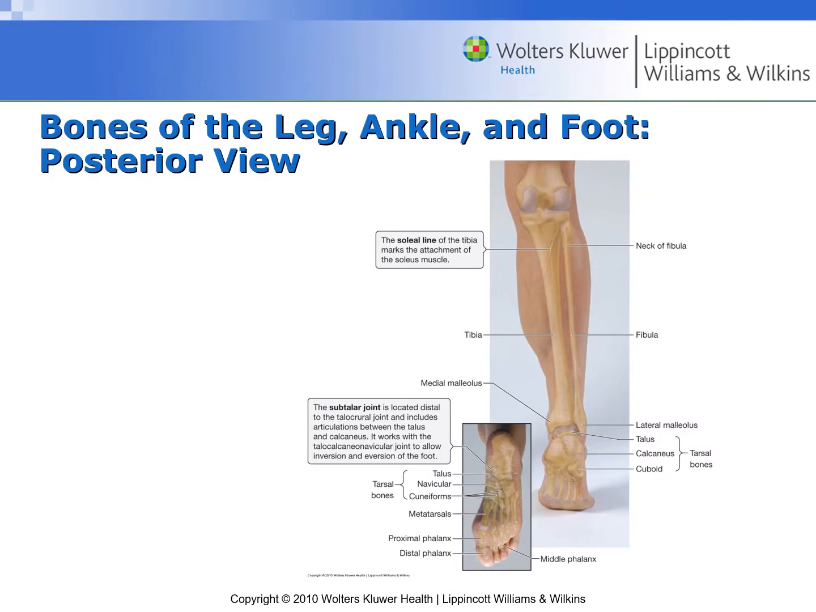We see the medial malleolus. The subtalar joint is located distal to the talocrural joint and includes articulations between the talus and calcaneus. It works with the talocalcaneonavicular joint to allow inversion and eversion of the foot.